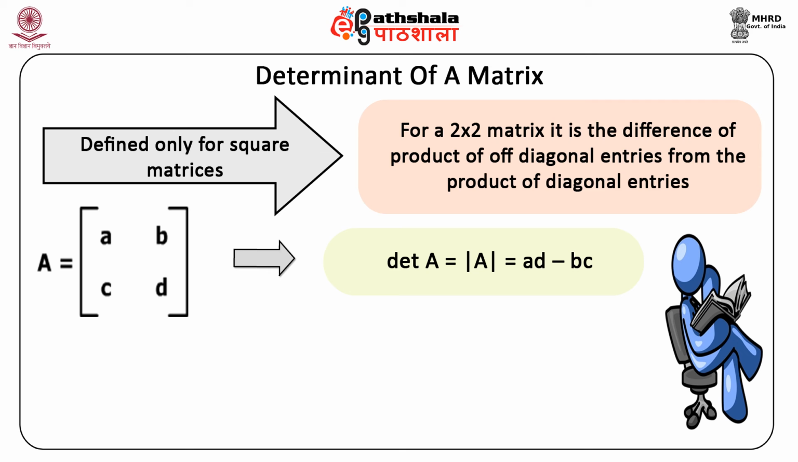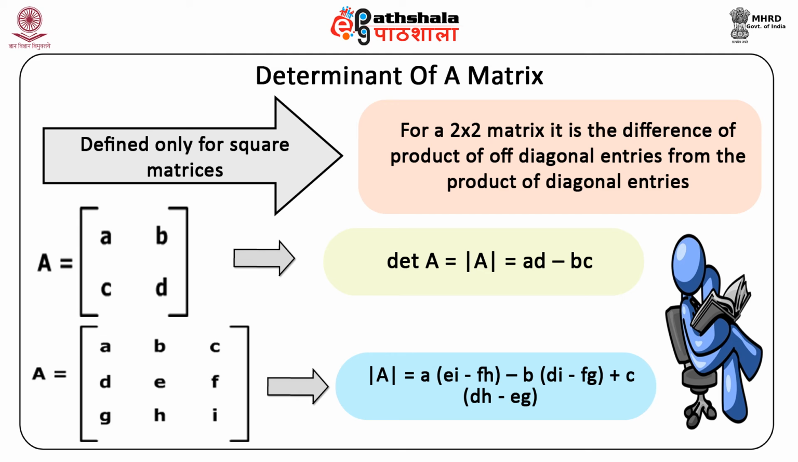For a 3 by 3 matrix, A is equal to a, b, c, d, e, f, g, h, i. The determinant of A is equal to a multiplied by ei minus fh, minus b multiplied by di minus fg, plus c multiplied by dh minus eg.